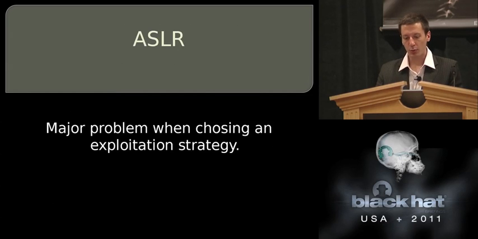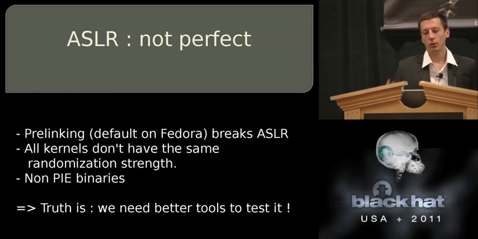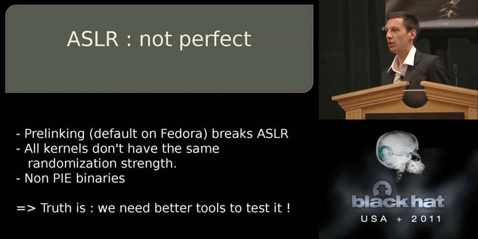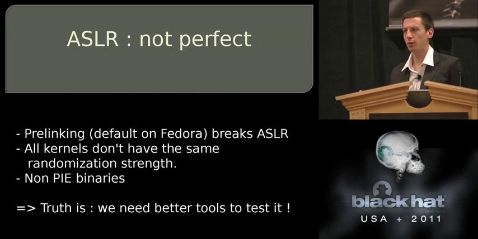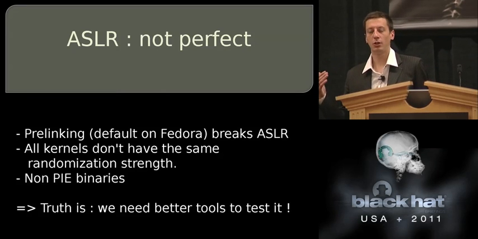So ASLR is a big problem, but ASLR is not perfect. If you're using Fedora, for instance, by default, prelinking is active, which is a mechanism which allows applications to be run faster by predetermining in memory which location they're going to be at.